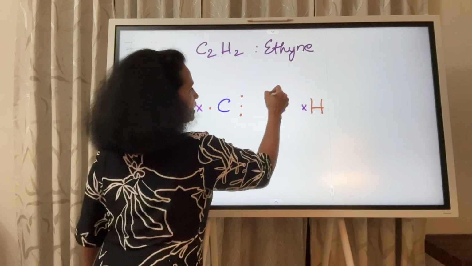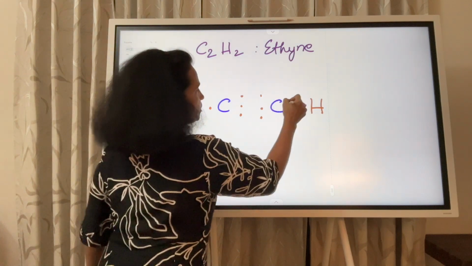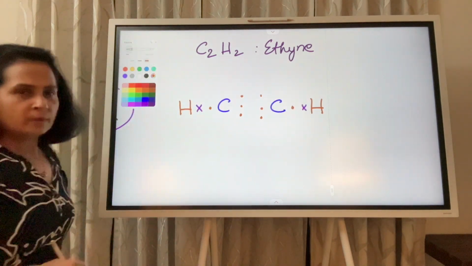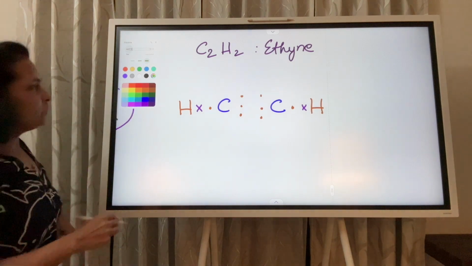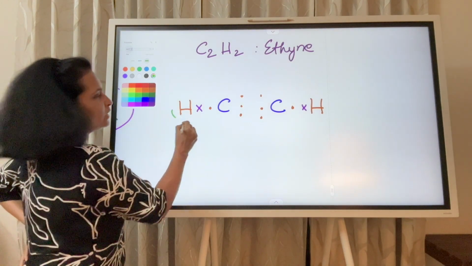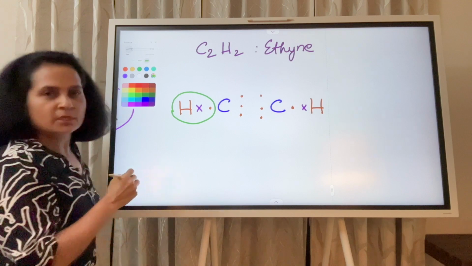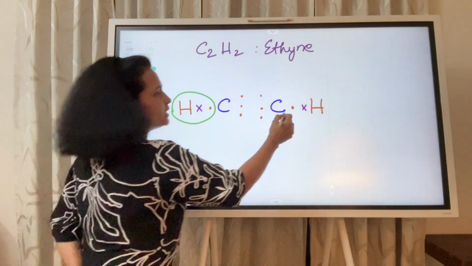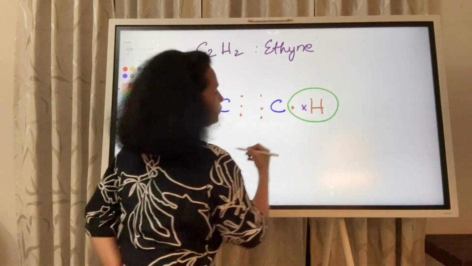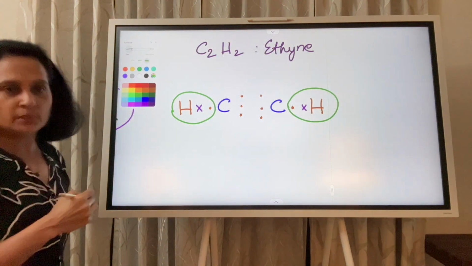Now if you look at this carbon, this will also have 4 valence electrons. Okay. Now what happens here is the hydrogen shares 1 electron with the neighboring carbon and becomes stable. This hydrogen will also share 1 electron with the neighboring carbon and become stable.